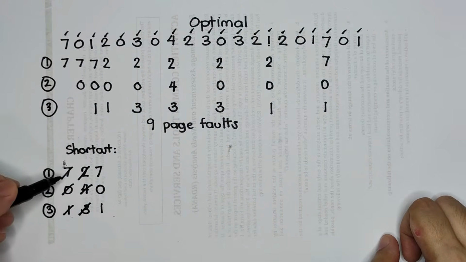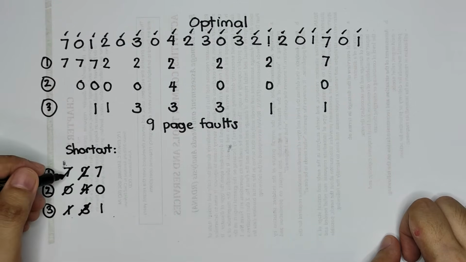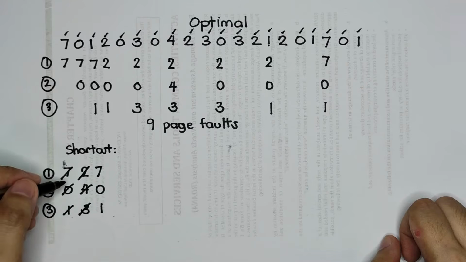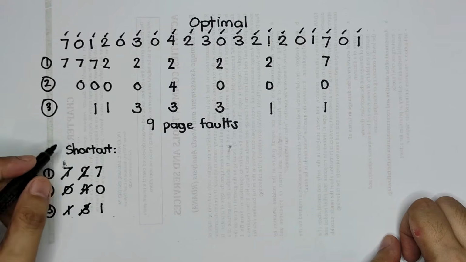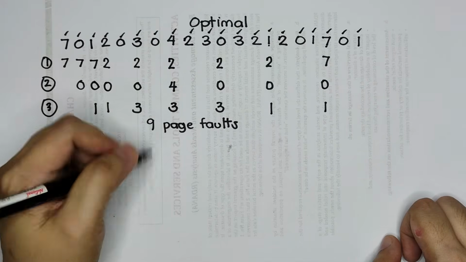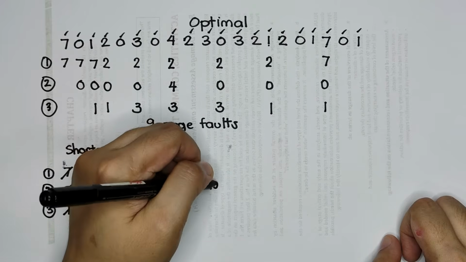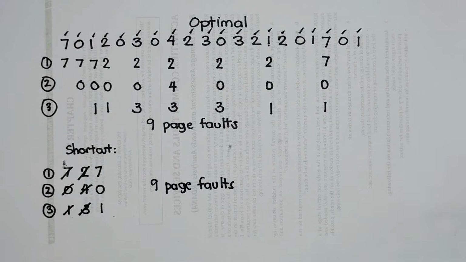So again, to know the number of page faults, just count all the values, including the ones with strike through lines: 1, 2, 3, 4, 5, 6, 7, 8, 9. So just the same, 9 page faults. Okay, so this is our optimal page replacement algorithm. So better than the first in, first out, which has 15 page faults.